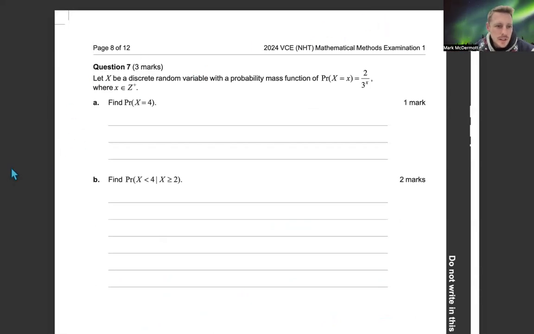Okay, let x be a discrete random variable with a probability mass function of probability x equaling x is 2 on 3 to the x, where x is a positive integer. Nice, easy 1 mark question here. So the probability x equals 4 is just going to be 2 on 3 to the 4. Can we work out 3 to the 4? 3, 9, 27, 81. So that's 2 on 81.